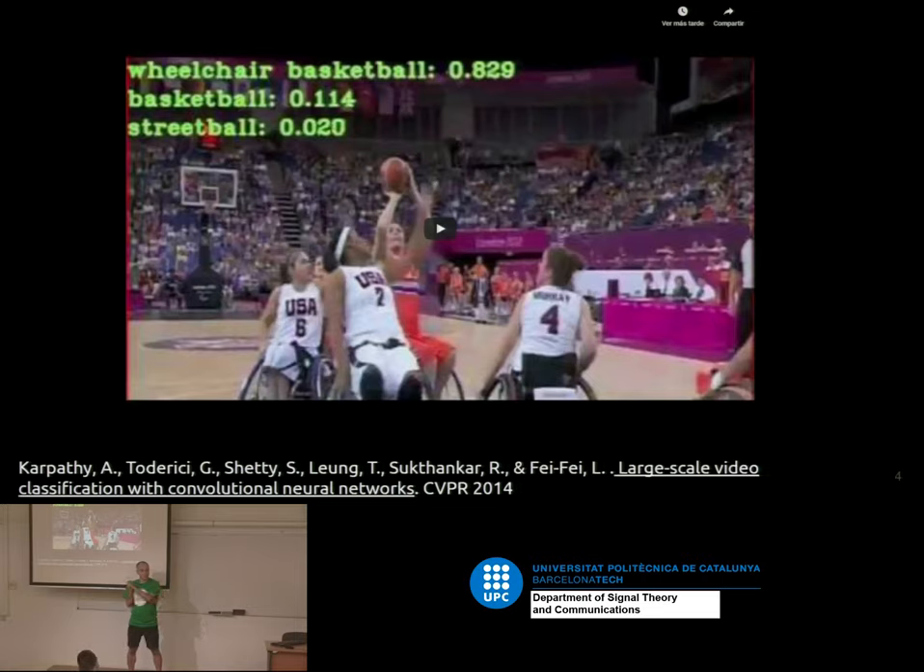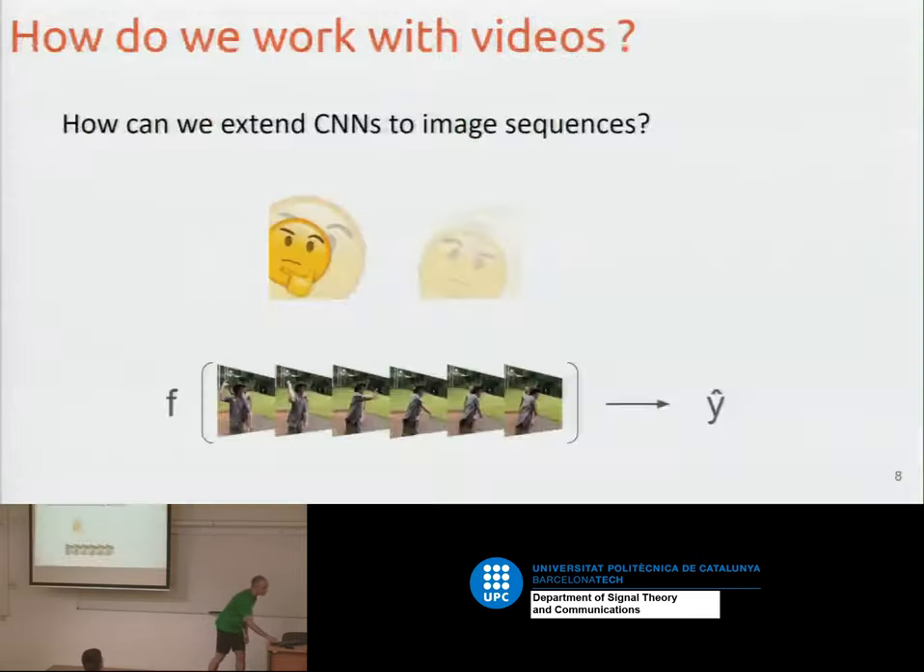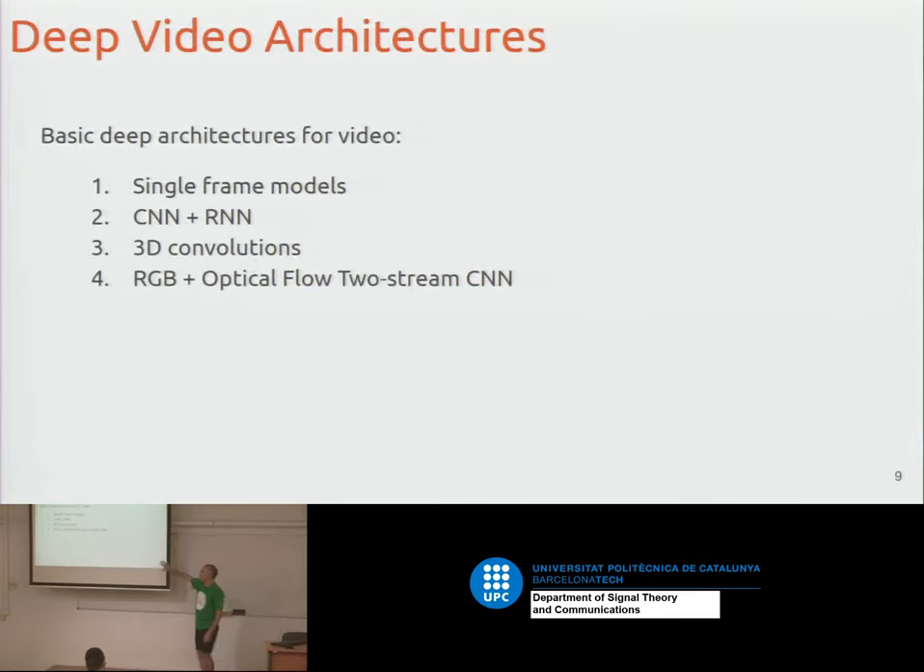So that's the lecture. Now we can go through the slides, but that's the lecture. These are the four basic options for dealing with videos with neural networks. If I run out of time, I will leave it here, and you can check the slides later at home, but I want you to remember this. That's everything we talked about: single frames, convolutional and recurrent networks, 3D convolutions, and RGB plus optical flow, which are just more channels. There are some flavors here.